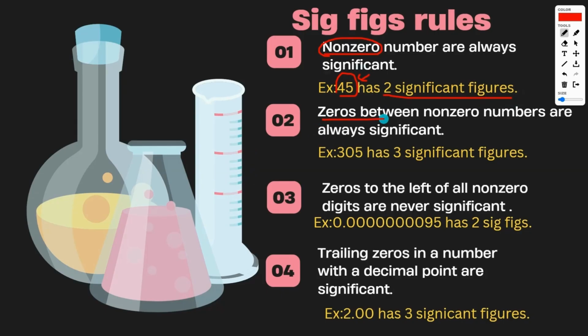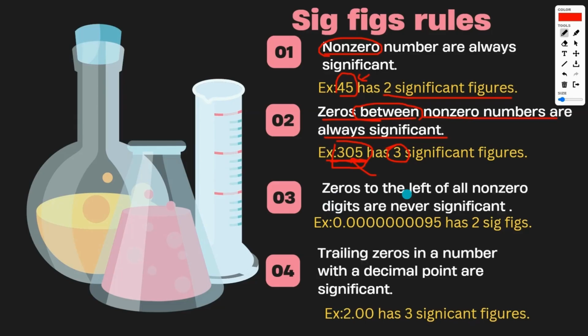Zeros between non-zero numbers are always significant. What does that mean? In my example, we have 305. The zero between 3 and 5 is significant because it's surrounded by two numbers that are not zeros. So 305 will have three sig figs.